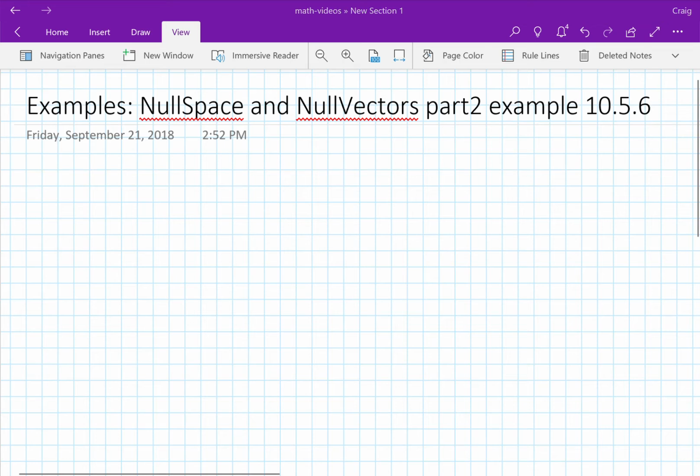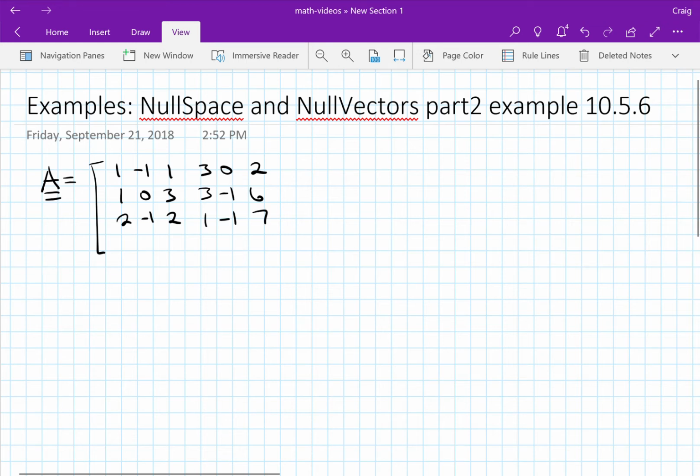So if I look at the original matrix A for this problem, it is 1, -1, 1, 3, 0, 2, 1, 0, 3, 3, -1, 6, 2, -1, 2, 1, -1, 7, 1, 0, 5, 8, -1, 7.